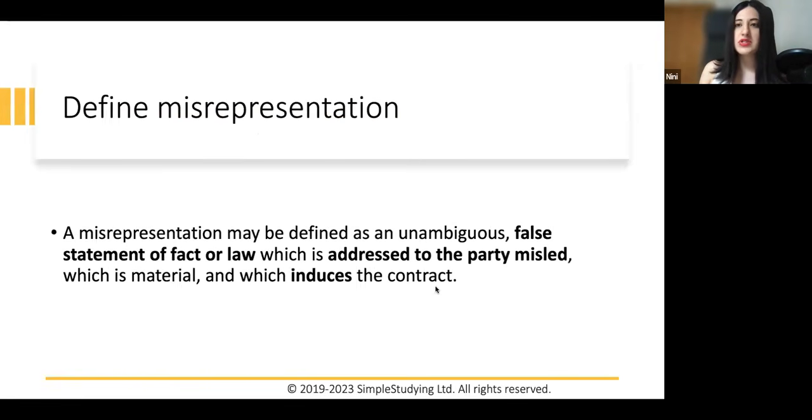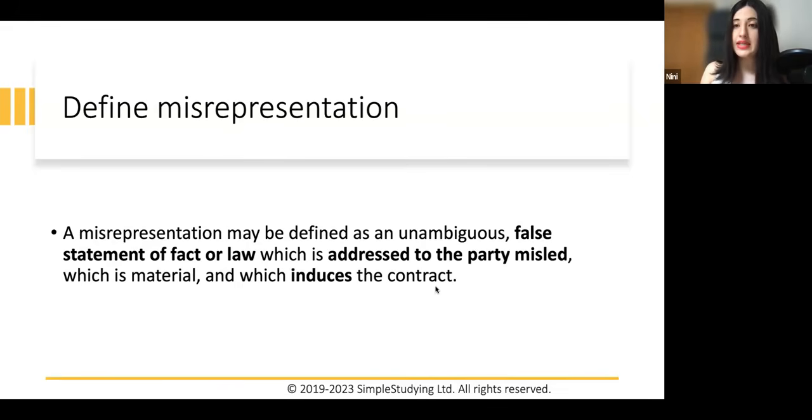Firstly, before you go into discussing what is fraudulent misrepresentation, what is negligent, and setting out the requirements for these, you should define what is a misrepresentation and establish that the statements made on the facts was indeed misrepresentation as required by the law. By the contract law in England, a misrepresentation may be defined as an unambiguous, false statement of fact or law, which is addressed to the party misled, which is material and which induces the contract.